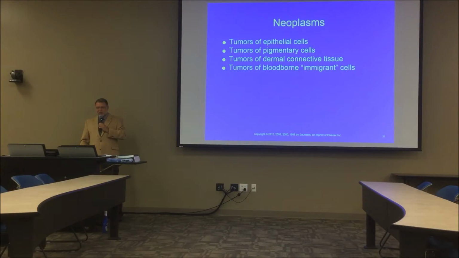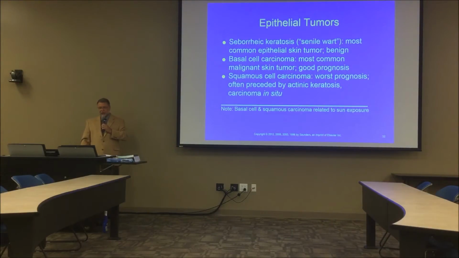So in terms of neoplasms, you're going to have, from those cells, epithelial cells, the pigmentary cells, connective tissue, and some immigrant cells. Among epithelial cells, the seborrheic keratosis or senile wart is the most common epithelial skin tumor. This is benign.